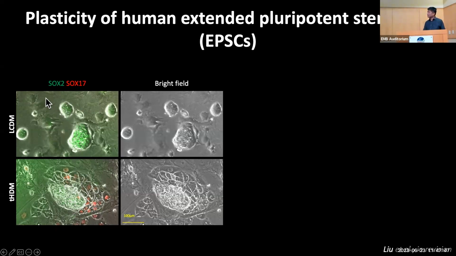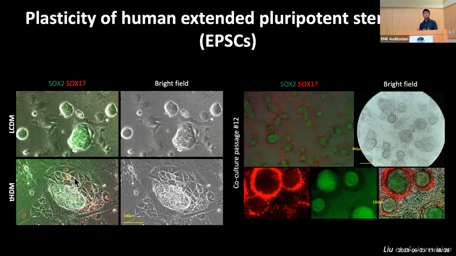So here, using a reporter line which has a SOX2-driven GFP and SOX17-driven mCherry, after exposing these cells to what we use in the blastoid formation, the HDM, hypoblast differentiation media, with a little bit of modification so that we can modulate the balance of these two cell types, in culture we can see that the epiblast cells, labeled green here because they express SOX2, are surrounded by the SOX17 positive cells. And this is just a few days of differentiation, but surprisingly, using this culture, we can culture these two cell types together for many, many passages.